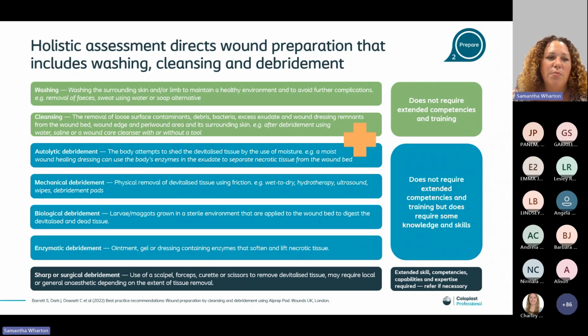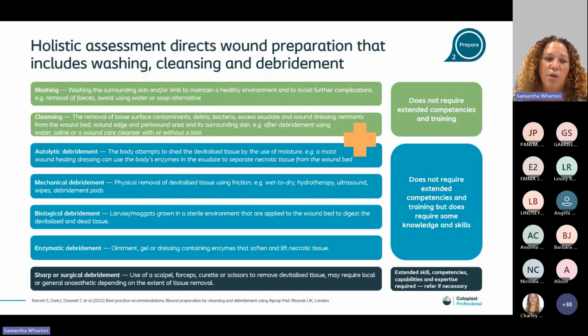So with autolytic debridement, that's where the body removes that devitalized tissue by the use of moisture. So it's encouraging and doing that moist wound healing. So the body's enzymes in the exudate actually break down and separate that necrotic tissue. Mechanical debridement, like I've spoken about, is that all prep pad, our mechanical debridement within Coloplast, and it's that physical removal of the devitalized tissue using friction. So it's using the debridement pads to remove and break down that biofilm.